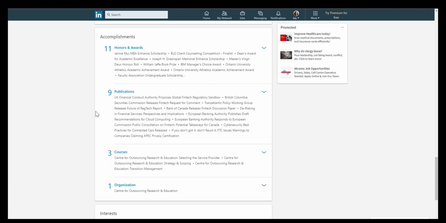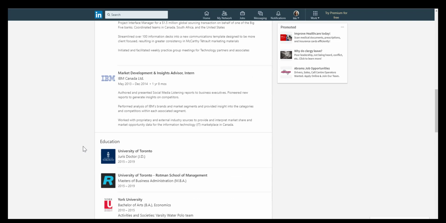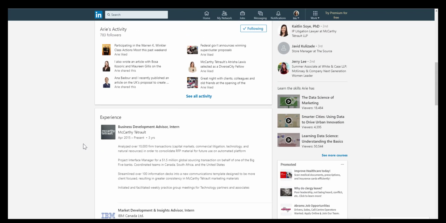He's also got some publications, so maybe some of you as students or new grads did have a chance to write a thesis as part of your undergrad, or you're working on that now, and it did get published. It doesn't have to be as official as published in a journal. I guess you'd want to just kind of specify exactly what it is and maybe where it was published too. He's also talked about some courses that he's taken likely outside of his university education, and then an organization he's affiliated with as well.